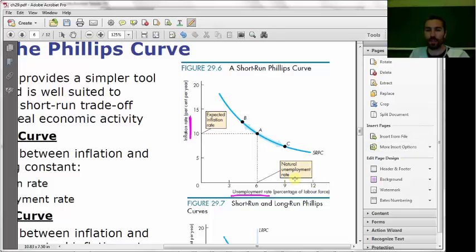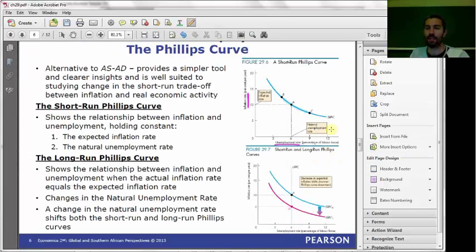And the Phillips curve tells us a nice story in theory, although the data suggests that there's something missing in the theory itself. The real world relationship is not as neat as what this theory would like you to think it is. So an alternative to the ASAD model is the Phillips curve, which is a simpler tool than the ASAD model, and in a sense provides clearer insights into the short run trade-off between inflation and real economic activity, in other words output and employment.